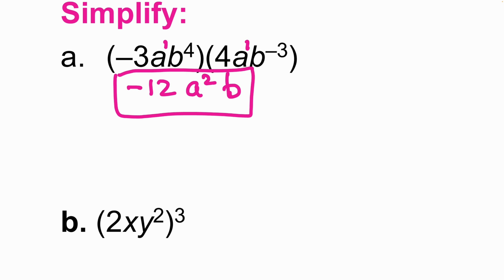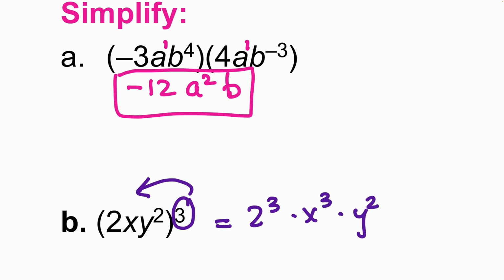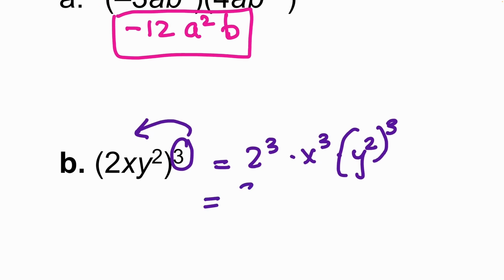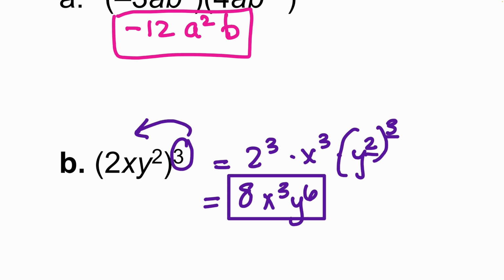So then on this next one, for (2x y^2) raised to the third power, all of this raised to the third power, we're going to want to distribute the third to everything. So this becomes 2 to the third times x to the third times y squared to the third. And when we do that, 2 to the third is going to be 8, and then x cubed, and then remember, a power raised to another power, we actually multiply those together, and so that's going to be y to the 6th power. And so that will be our answer there.